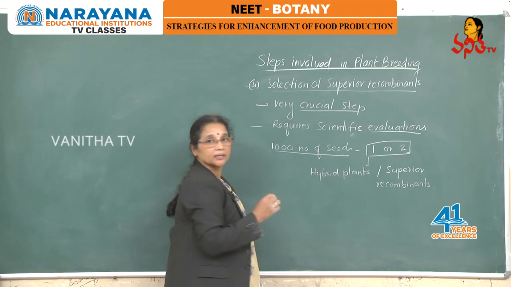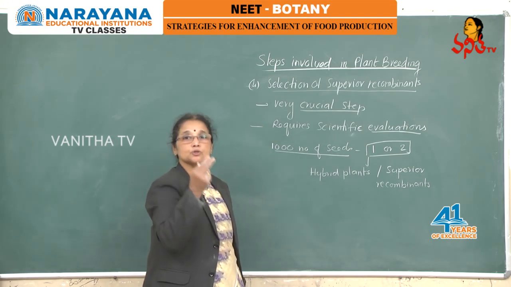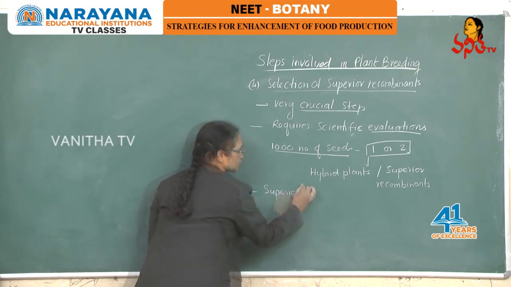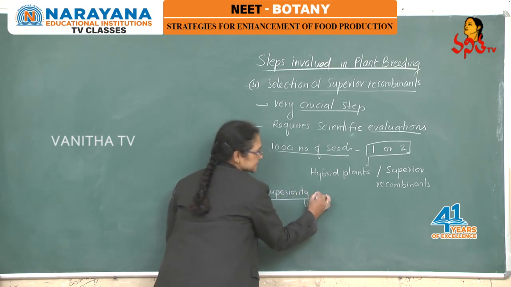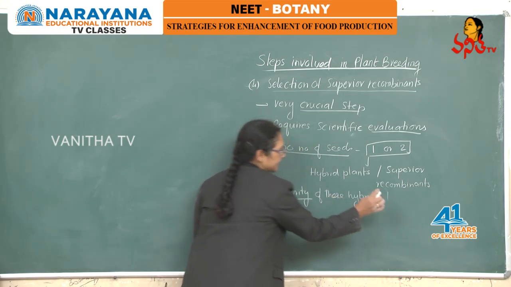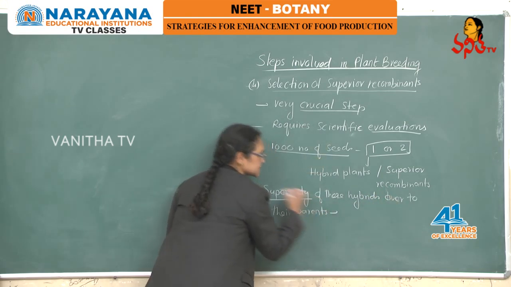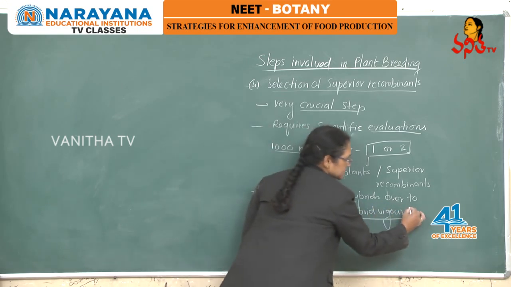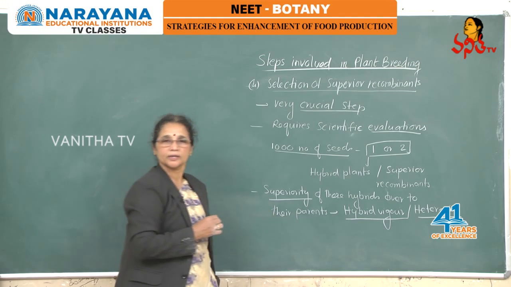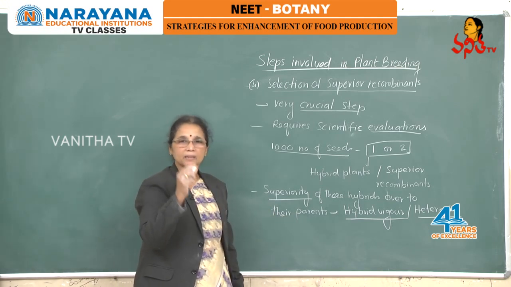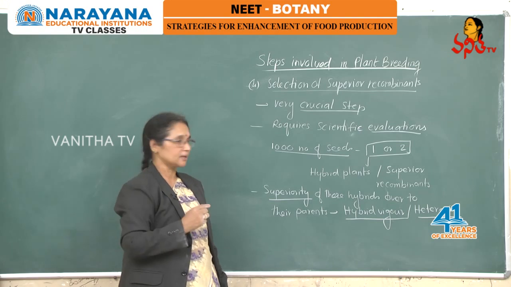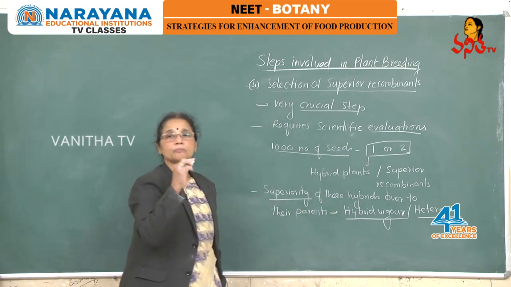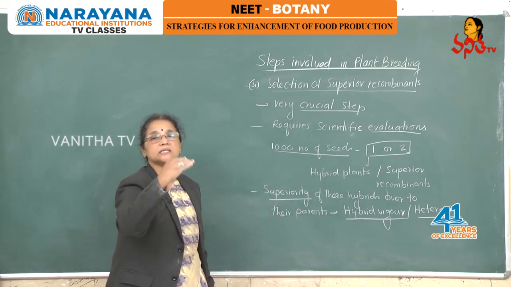Why are they called superior recombinants, children? Because they are superior to their parents. The superiority of these hybrids over their parents is called hybrid vigor or heterosis. Remember, children, very important: the superiority of the hybrid plants over their parents is called hybrid vigor or heterosis. And we have to maintain this hybrid vigor throughout the generations.